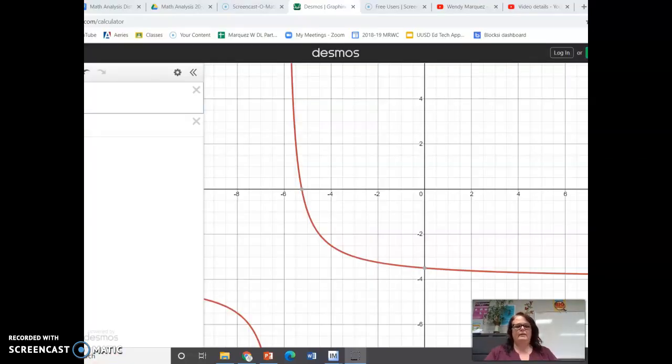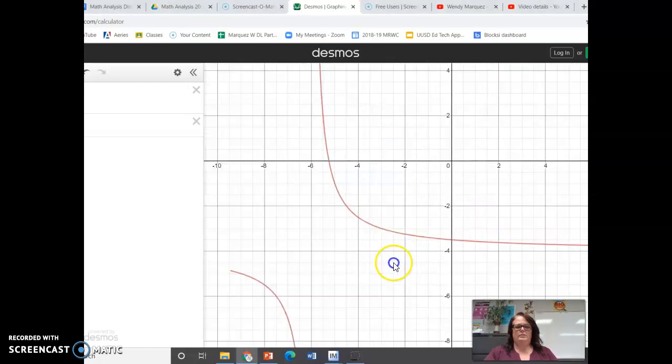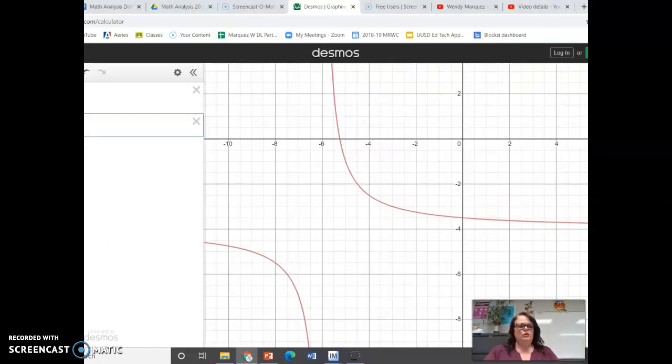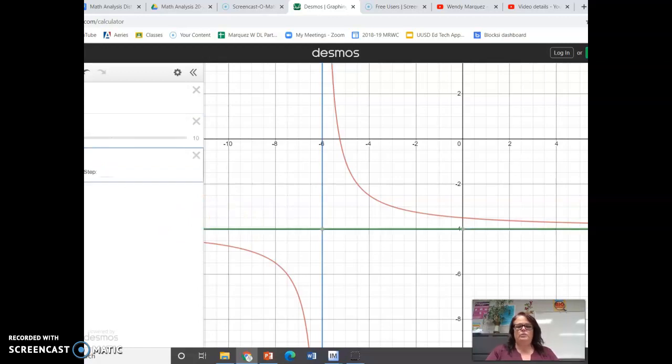All right, so here is the graph. I'll move it up just a little bit here. And so if I add in the asymptote, we said x is equal to negative 6 was our vertical asymptote, and that looks like it's in the right place. And we said y equals negative 4 was an asymptote, and that looks like it's in the right place.